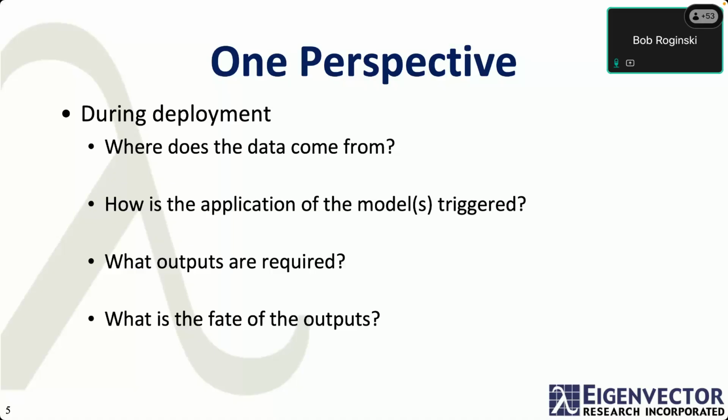Different model types are going to have different types of outputs. You may or may not want all of the outputs from a given model type, but at some point you need to make the determination which outputs are required. And then finally, once those outputs are generated from the model or models, where do they go?